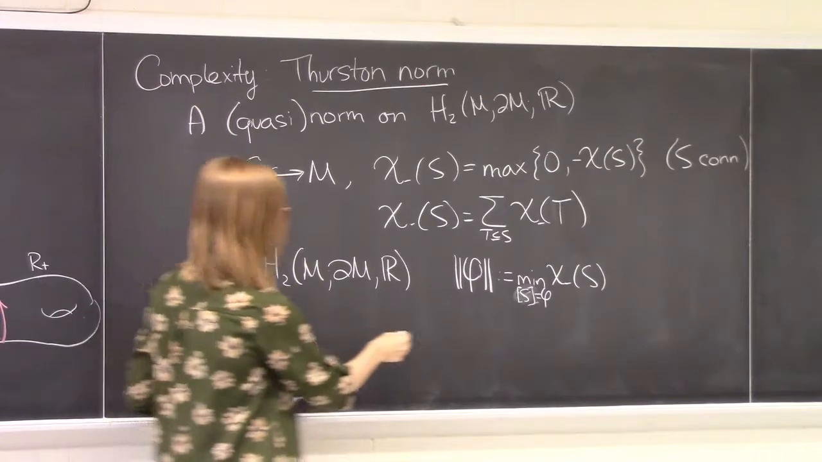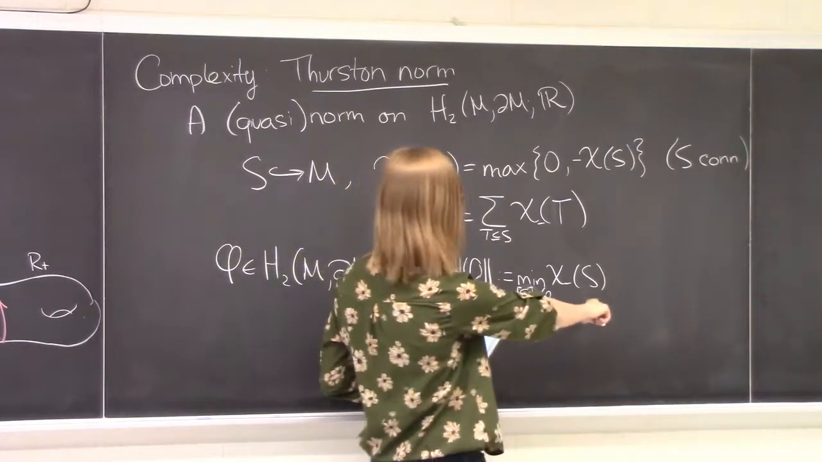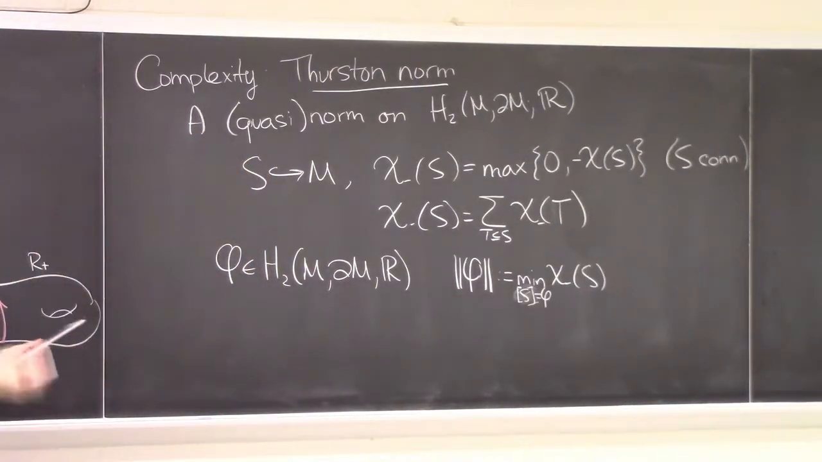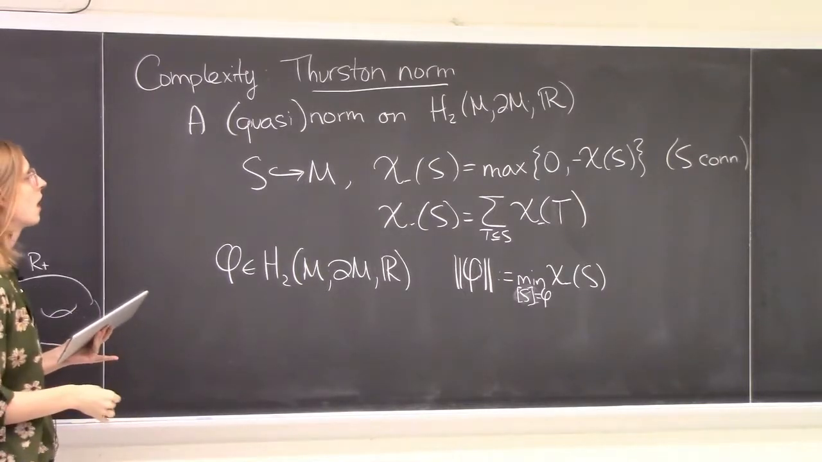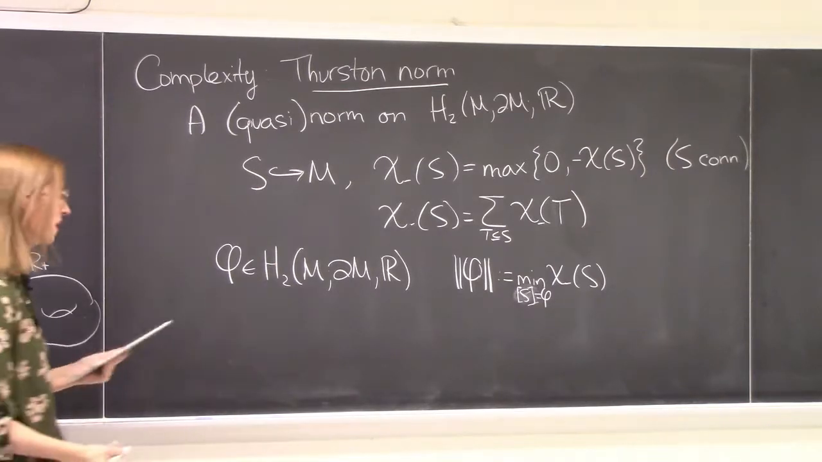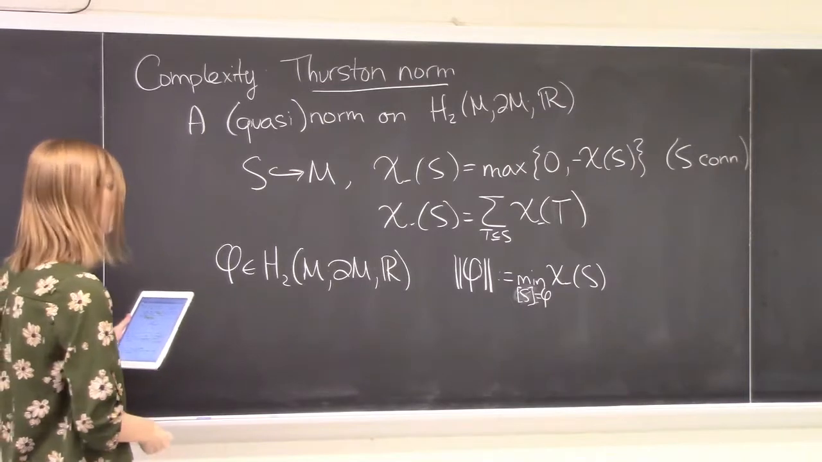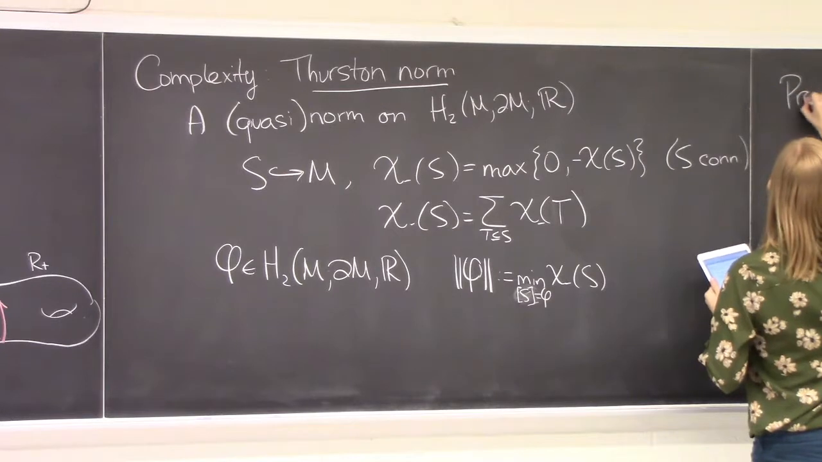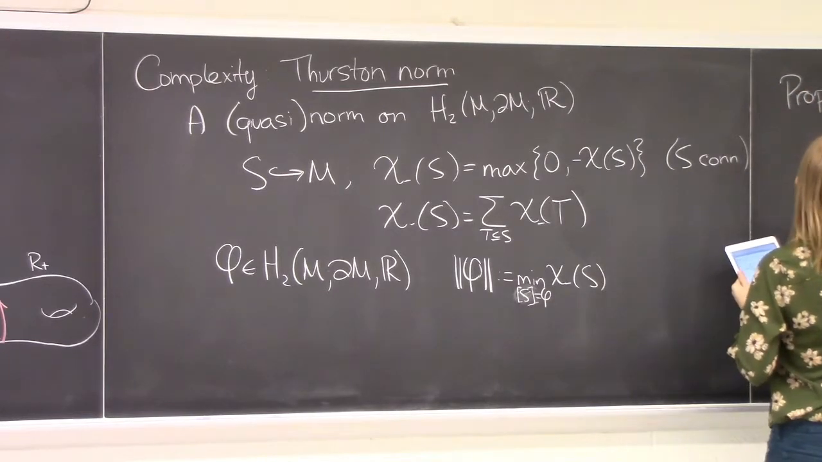And this works for any integral homology class. We can extend it linearly to any rational and real homology class. And this turns out to be a really useful notion of complexity, as you might guess from the fact that it has Thurston's name attached to it. So just a few properties of this, which I'm not going to particularly use, but they maybe illustrate why this is intrinsically interesting.